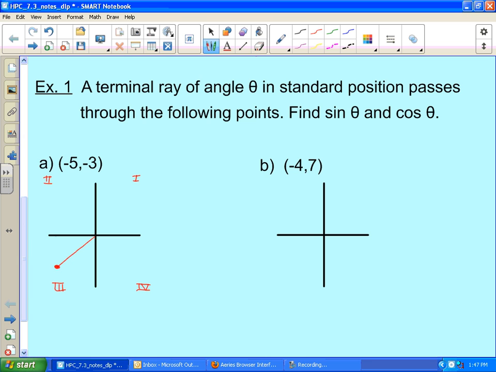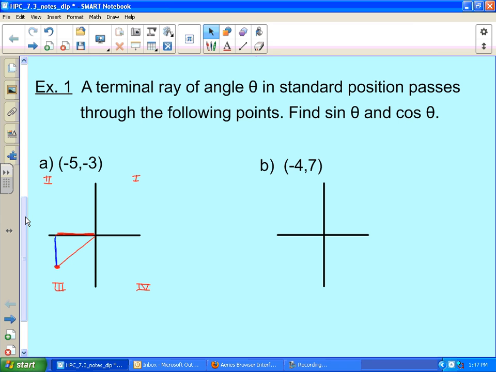We will always generate these triangles where I go back to the x-axis. Don't create these triangles with the y-axis. We'll talk about y later on. It has something to do with what's called a reference angle. Reference angles always come from the x-axis. But anyway, here we are.